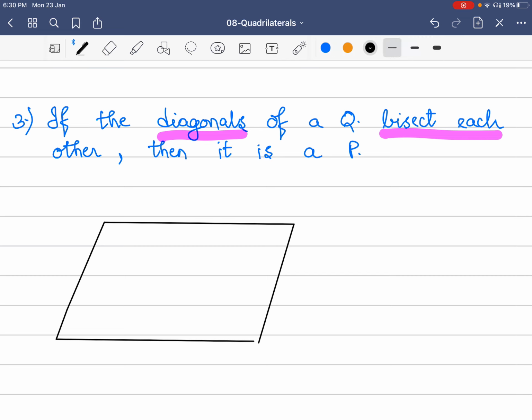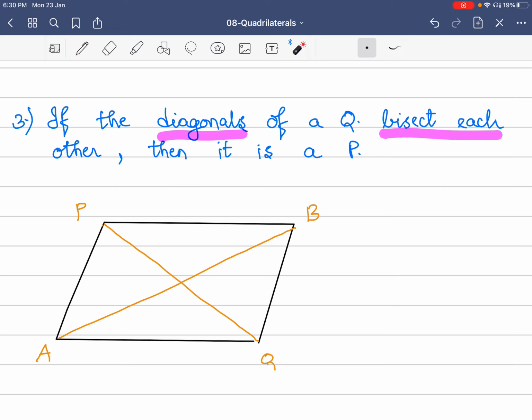Now, the condition deals with the diagonals of a quadrilateral. So let me try to draw the diagonals. This is diagonal number 1. What is the definition of a diagonal? A diagonal is a line which connects the opposite vertices of a quadrilateral. And this will be another diagonal of the quadrilateral. I'll give different names, I'll call these P and Q.